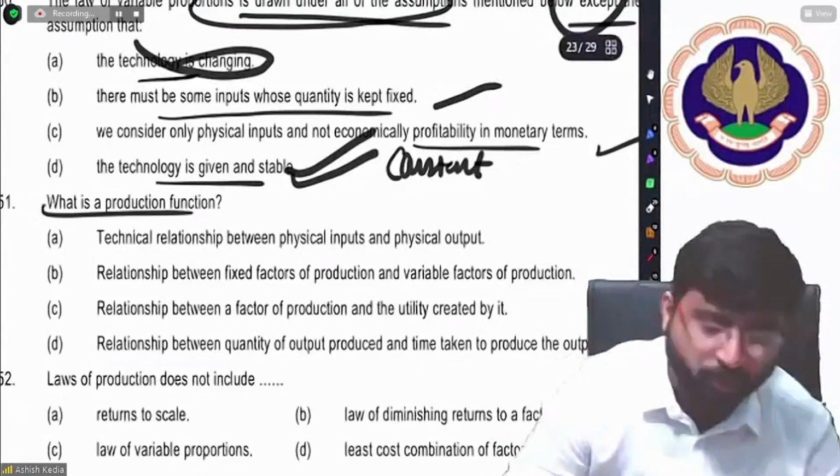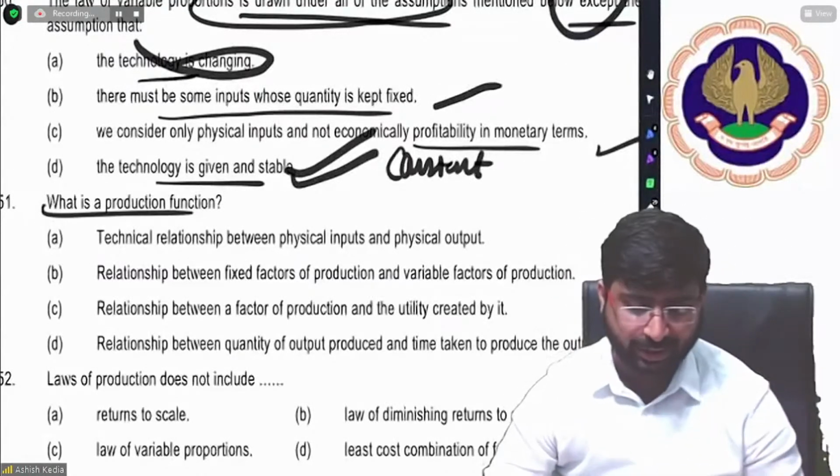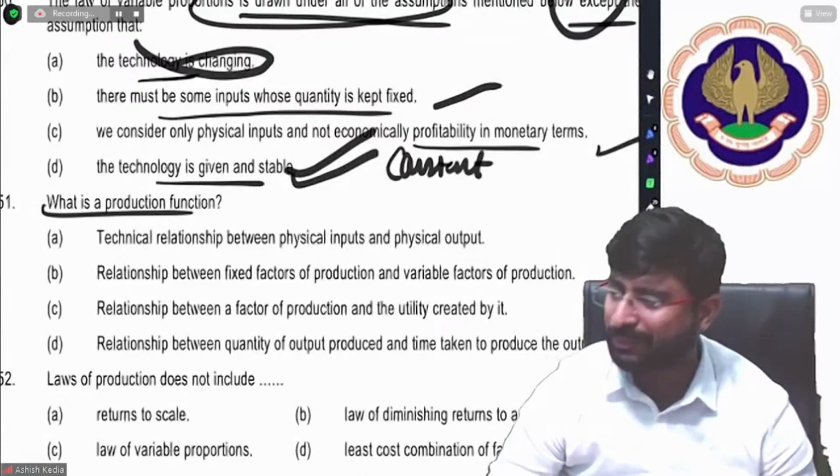Let's see. Again, production function definition. What say, friends? Which one do you think will be the correct answer?